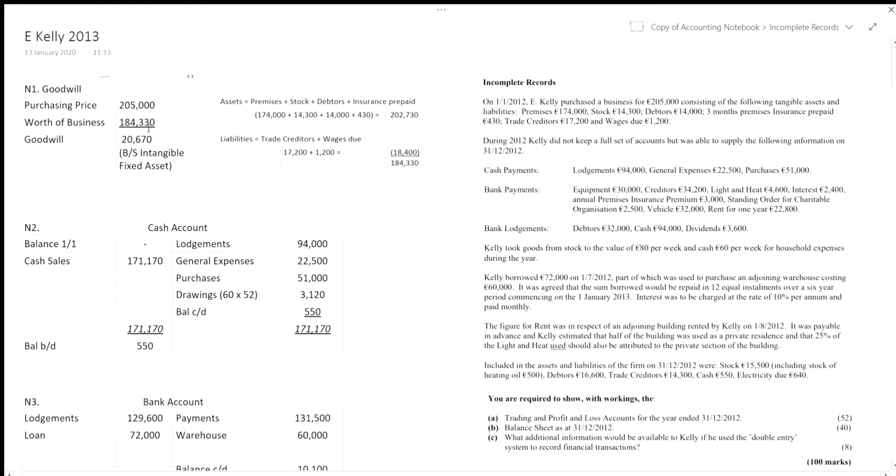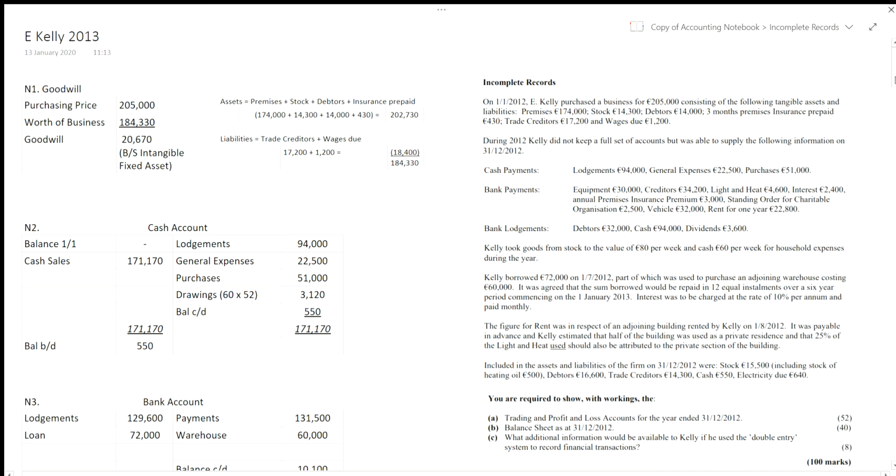So the worth of the business just goes there, and you just take it away from whatever the purchasing price is. There we go. And we'll end with goodwill. The cash account, again, you just put in the figures for cash that they give you for cash payments. We have our drawings because we're told that we took from cash, and we have our balance at the end of the year for our 550. So the difference there is just your cash sales.